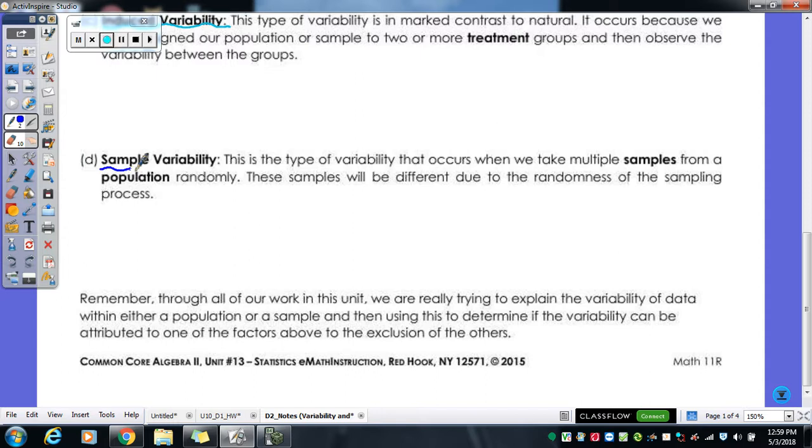And then our last type of variability is sample variability. This is the variability that occurs when we take multiple samples from a population randomly. When you take that sample, your results are going to be different if you happen to get a different sample of people. Like populations of cities, that kind of stuff. You always want to get the most random sample you possibly can from within your population.